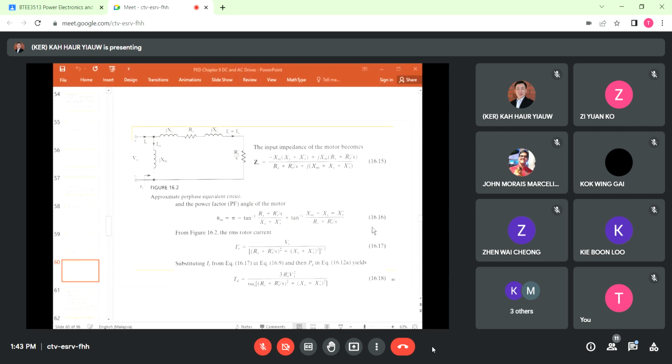The rotor RMS current IR prime can be obtained in equation number 17 here. Substituting IR prime into equation 9, which is the gap power, and then putting the gap power into equation 12a for the developed torque, the developed torque Td can be written as equation number 18 here.